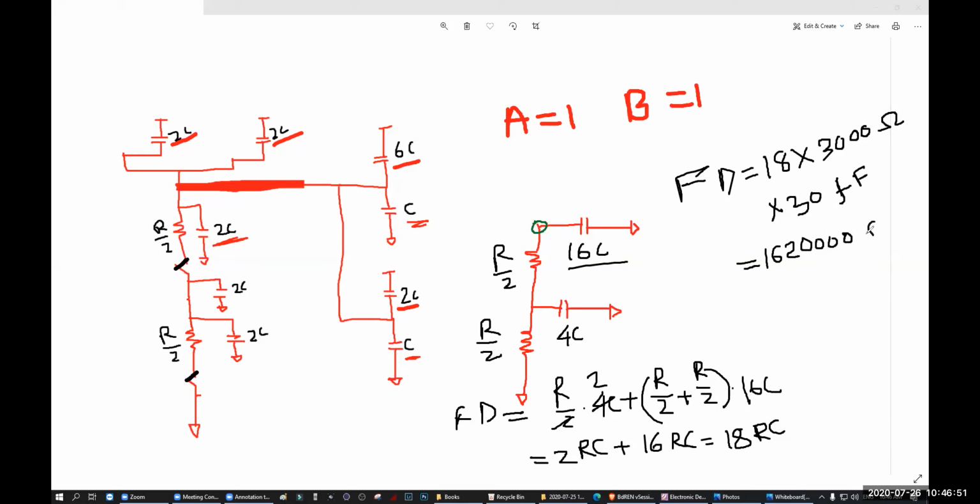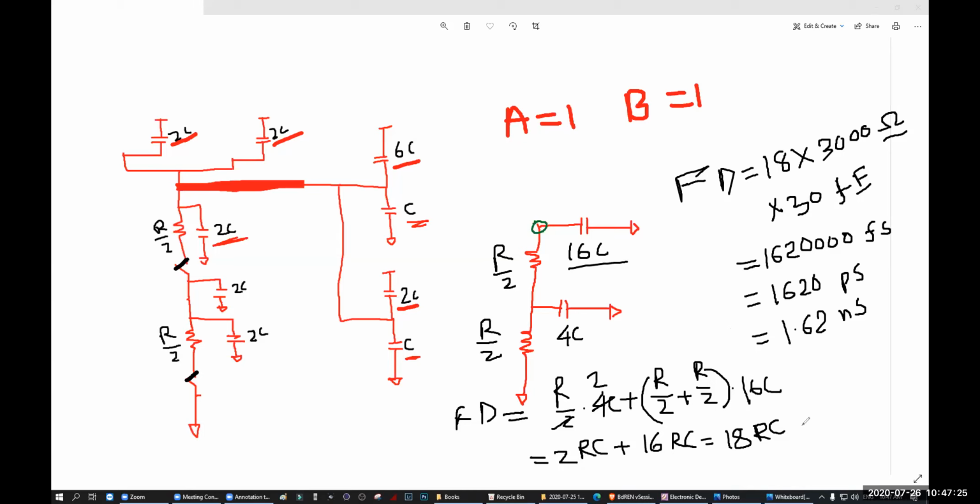That gives 1620000 femto... not femtofarad. It is femtosecond, because farad and ohm become second, and femto remains femto. Femtosecond. Now if I divide this by 1000, it becomes picosecond, PS. If I divide it by 1000 again, it becomes 1.62 nanosecond. Understand?